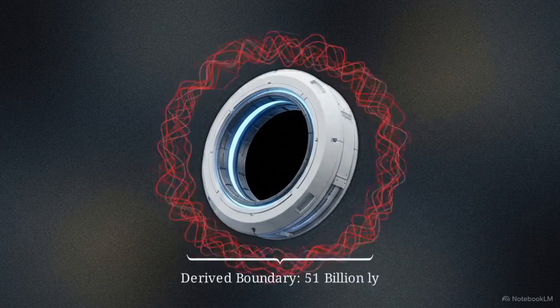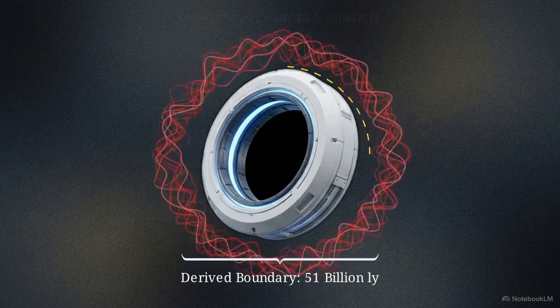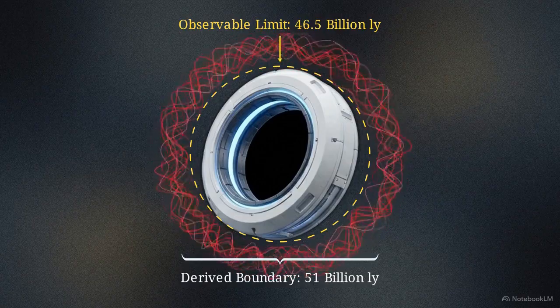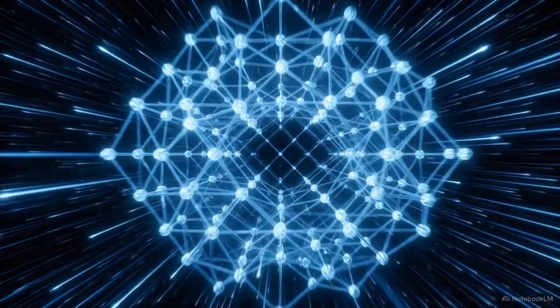Based on this pressure, physicists derived a cavity radius of 51 billion light-years. For context, our observable universe is 46.5 billion light-years. The missing 120 orders of magnitude of dark energy appears to be the mathematical signature of the physical boundary enclosing our cosmos. The outer boundary filters energy, but the internal structure dictates its behavior.